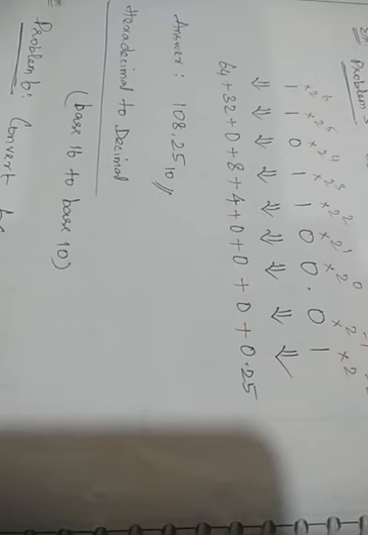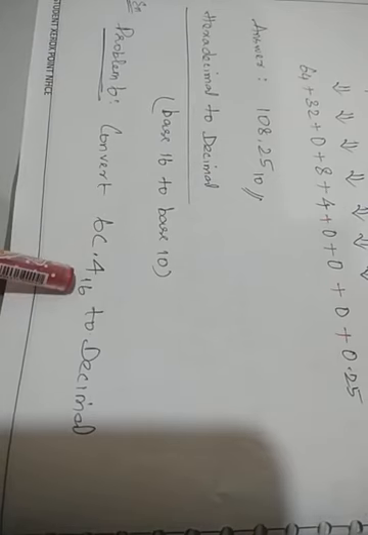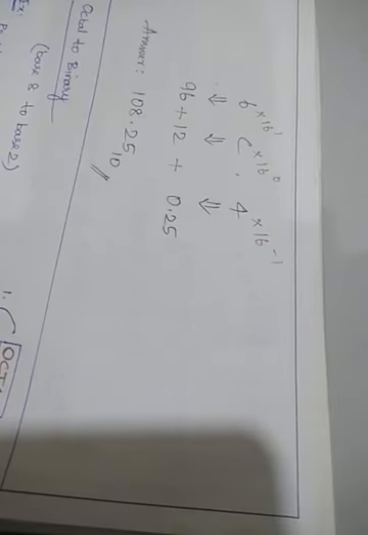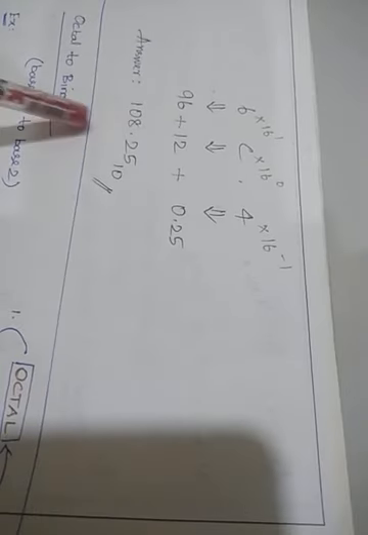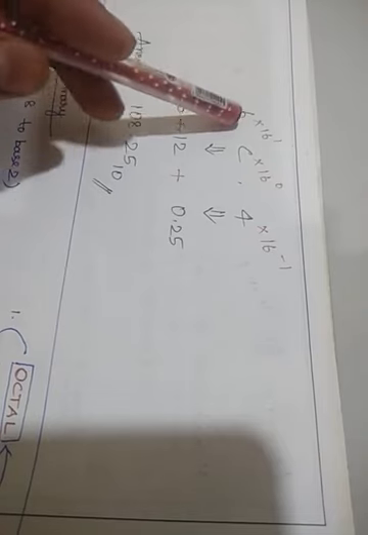So we'll see hexadecimal to decimal, that is base 16 to base 10. So, example problem: convert 60.4 to the base 16, which means this is hexadecimal to decimal. So the same approach for this also. So we'll see how we will be getting that 108.25. See here the base value is 16. Why? Because this is a hexadecimal number.